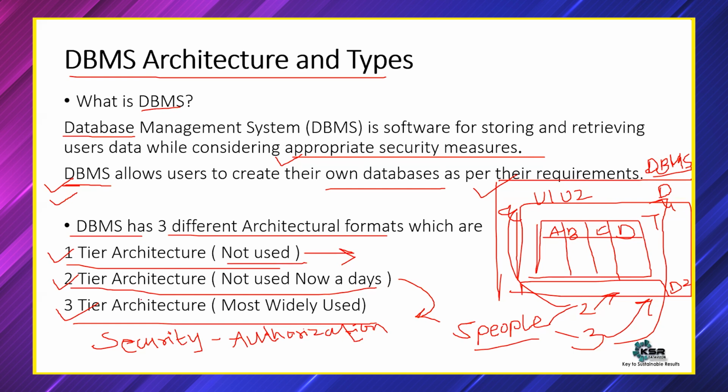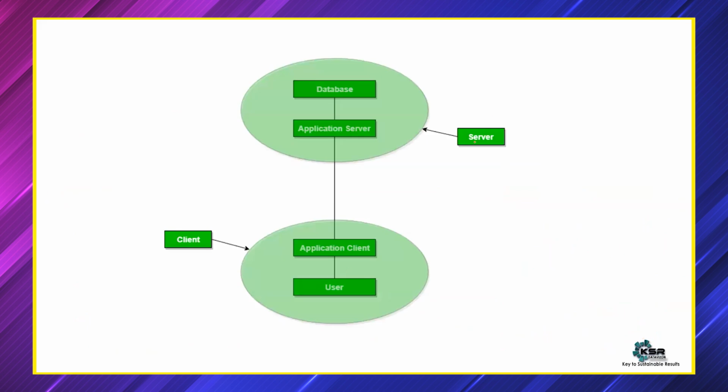Whereas in case of three-tier, in the library example, you need to have a library membership, as well as mention that you're taking this book for a certain period of time. So these two concepts, the security mechanism and the authorization mechanism, are present in three-tier architecture. Now let's look at how the three-tier architecture looks. In simple terms, this is the three-tier architecture.